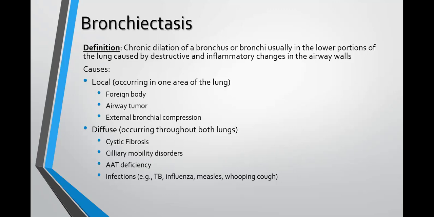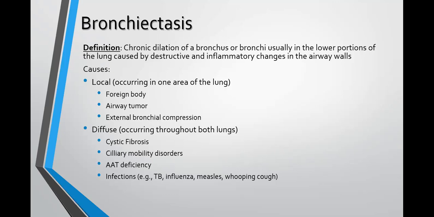Now, you've got local or diffuse. Local means it's right in one spot, and diffuse means throughout both lungs. The causes of local bronchiectasis will be a foreign body inside the bronchus that's causing it to be wide, an airway tumor that's in there, or external bronchial compression, right? So a tumor or something behind the bronchi that's pushing on it. Something like a bullet fragment or some type of foreign object is there, a tumor is there, or some type of bronchial compression, okay?